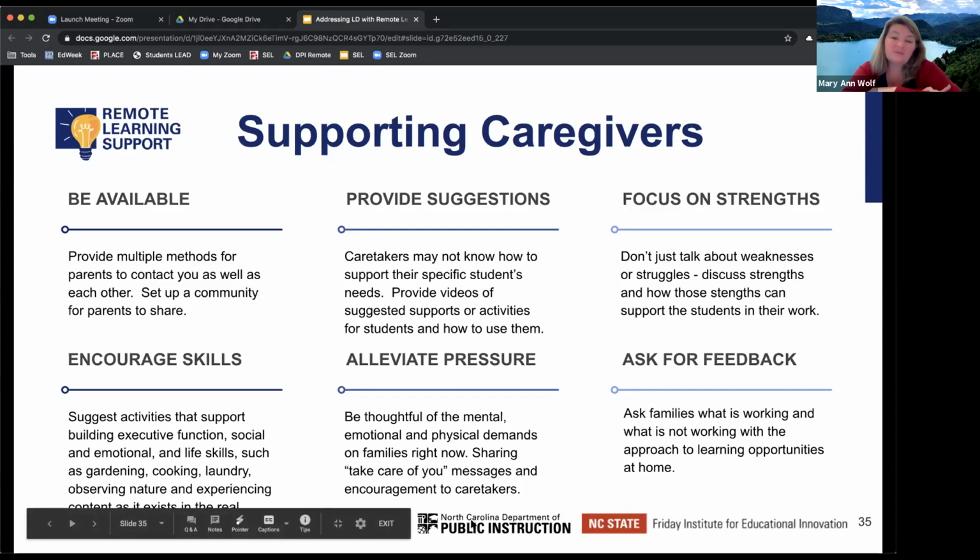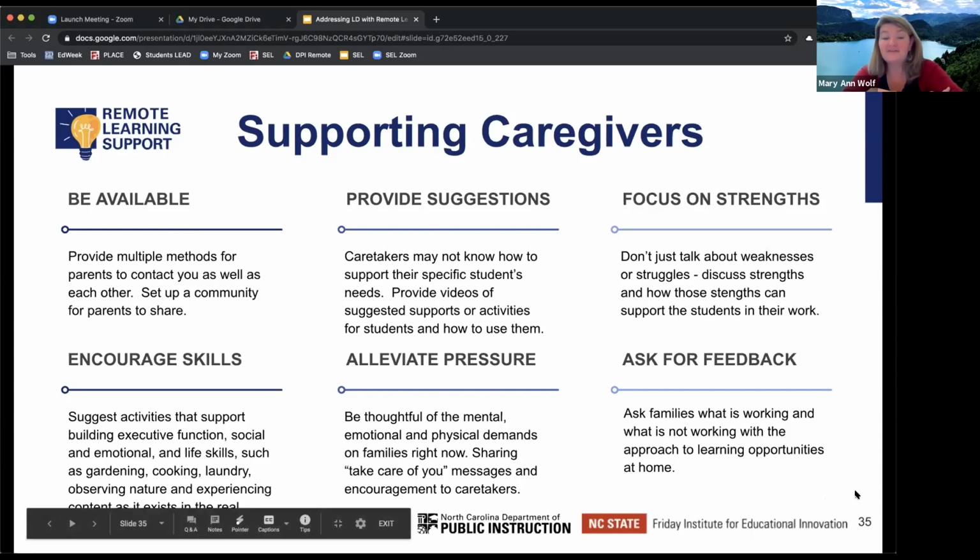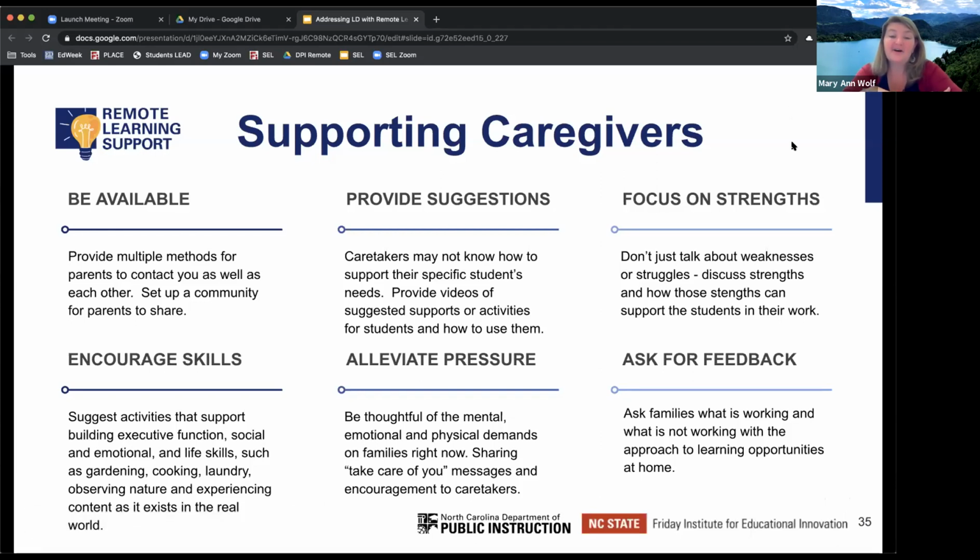A couple more ideas we wanted to share: right now, yes, we want to be focused on academics, but we also want to support our students. We've done a lot of talking that connects with social and emotional learning and executive function skills. What other life skills? If students are gardening or helping cook, or can share some of the things they've helped cook, or whatever that looks like, that's all great too. So honoring all of that, and giving families that alleviating pressure, saying it's okay if you don't get to everything today, and how you can take care of them.